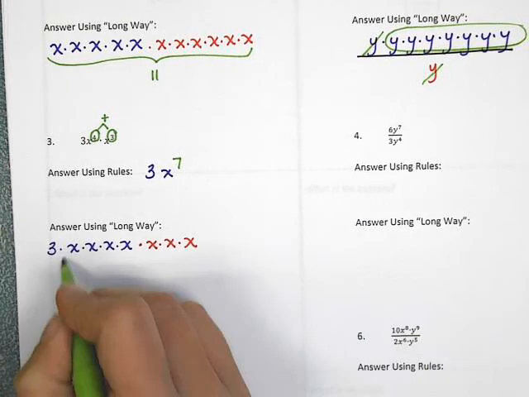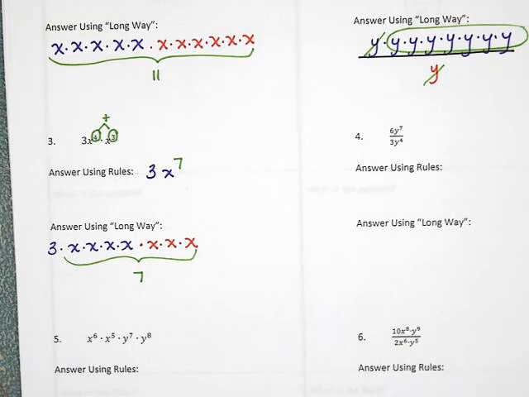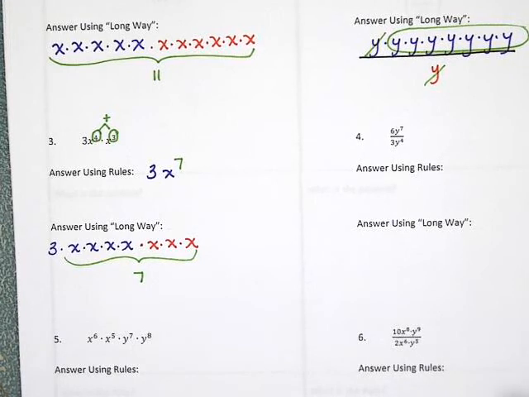All together, that makes 7 x's, which is why my new exponent on the x is a 7. Let's take a look at the next one.